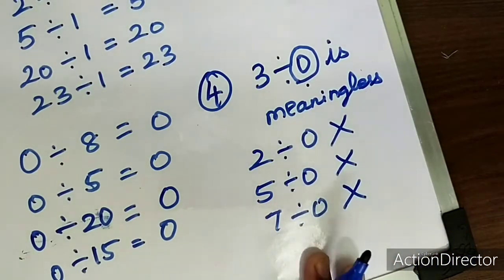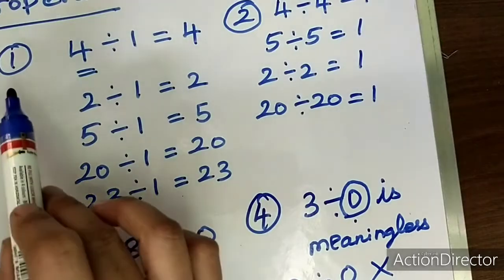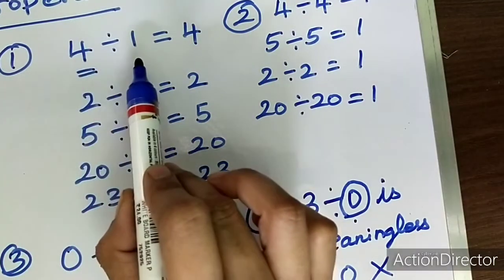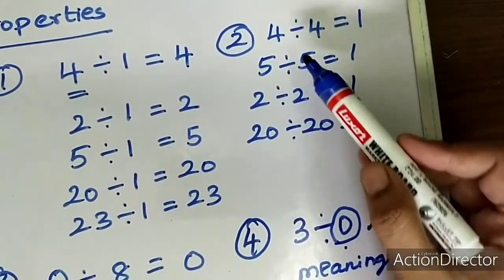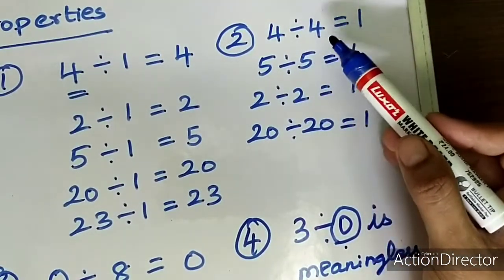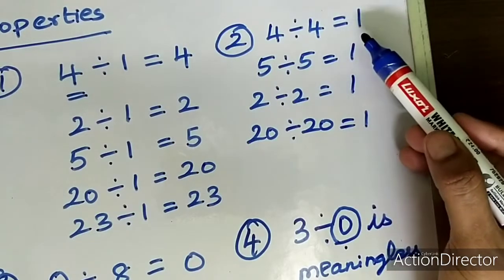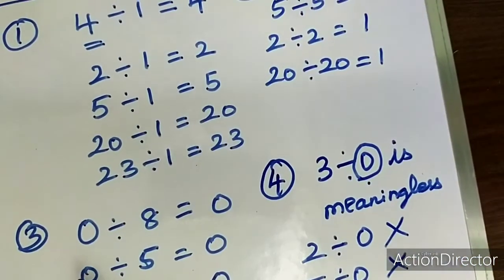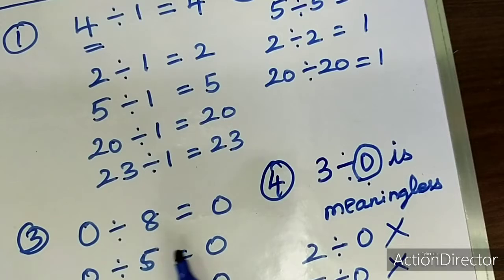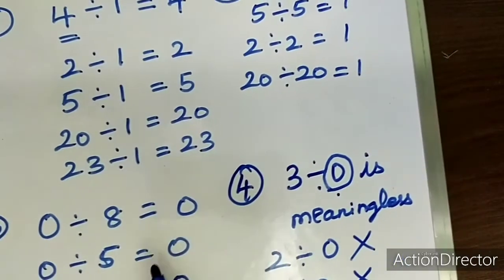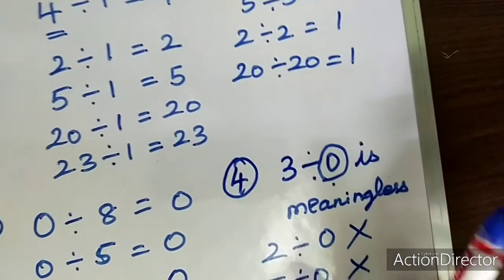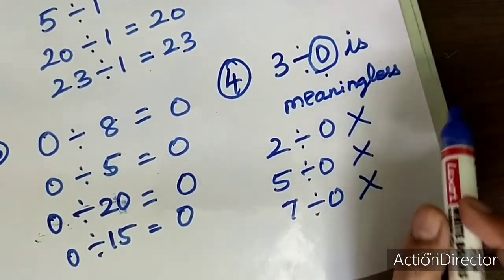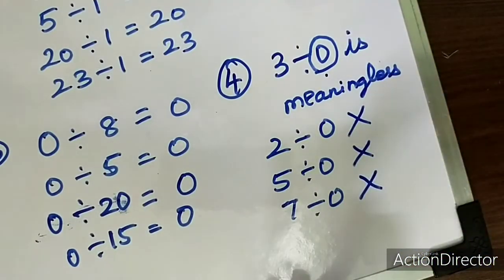So now we saw 4 properties. What is the first property? Any number divided by 1, the answer will be the number itself. Second property, any number divided by itself, the answer will be 1. The third one, 0 divided by any number, the answer will be 0. The fourth one, any number divided by 0 will be meaningless. So these are the 4 properties associated with division.